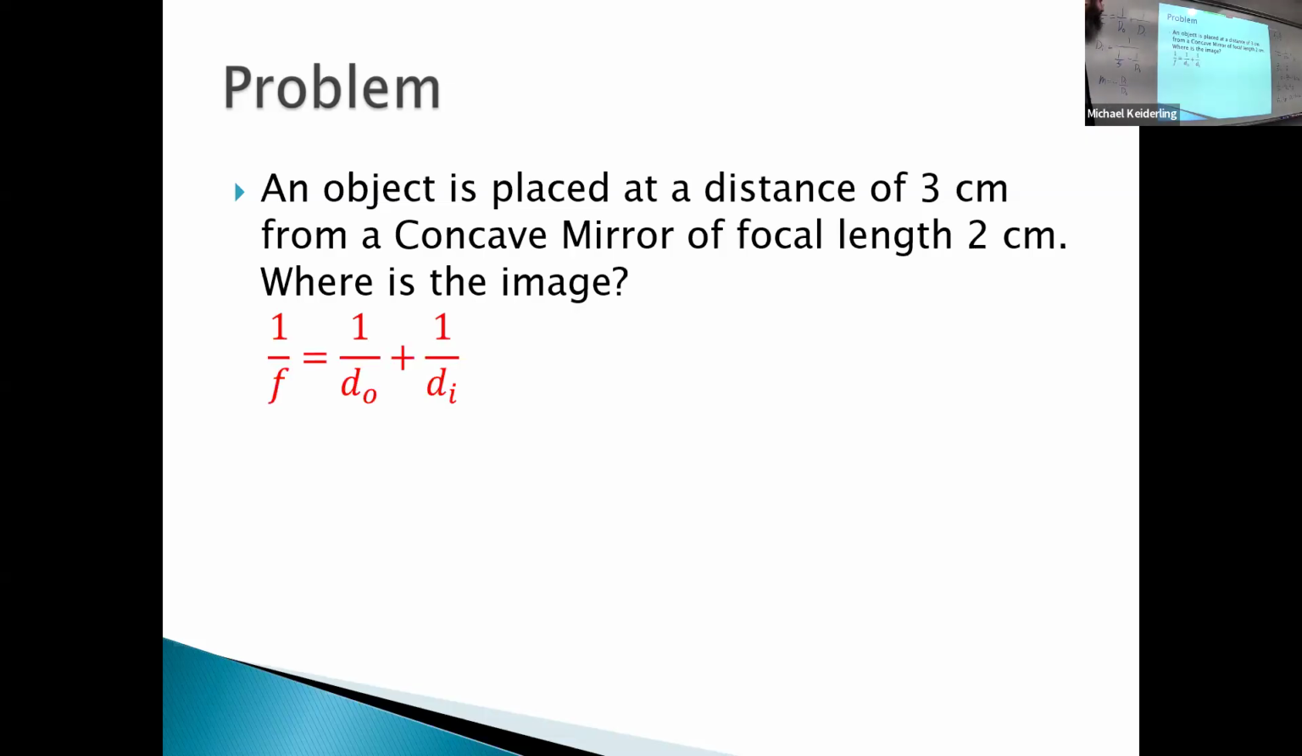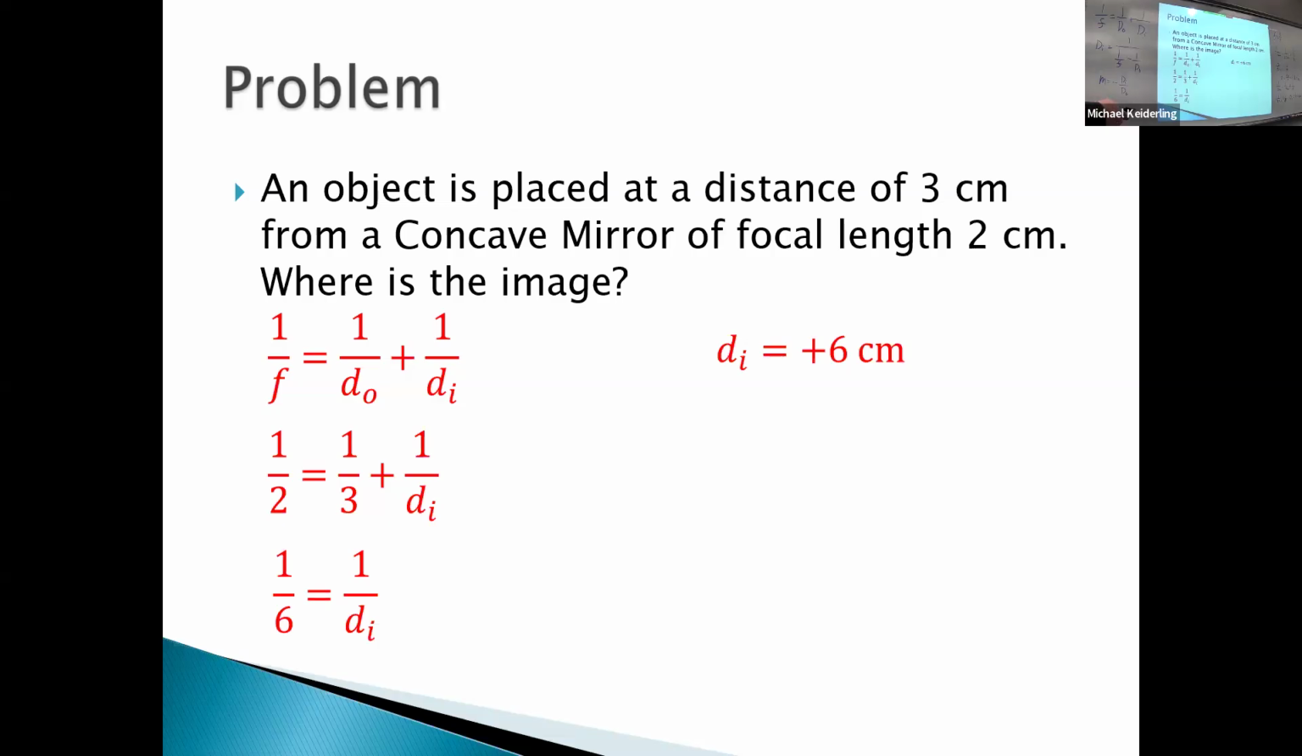So 1 over focal length equals 1 over DO plus 1 over DI. We can now plug in the things we know. The focal length is 2. The object distance is 3 centimeters. So 1/2 equals 1/3 plus 1 over DI. So we subtract 1/3 from 1/2, we get 1/6. So that's 1 over DI. DI equals plus 6 centimeters.